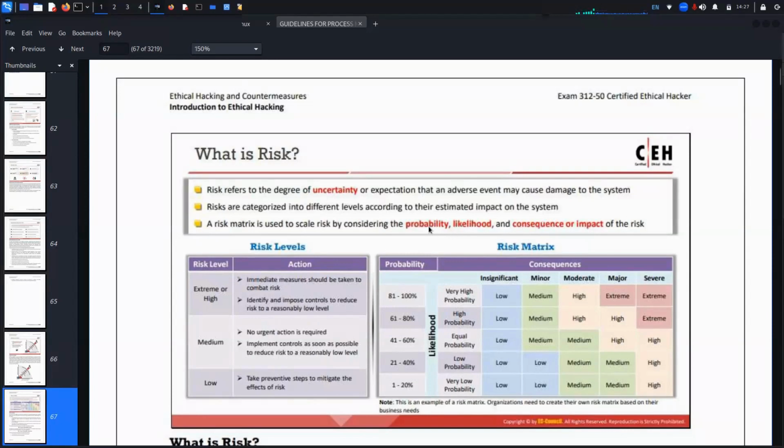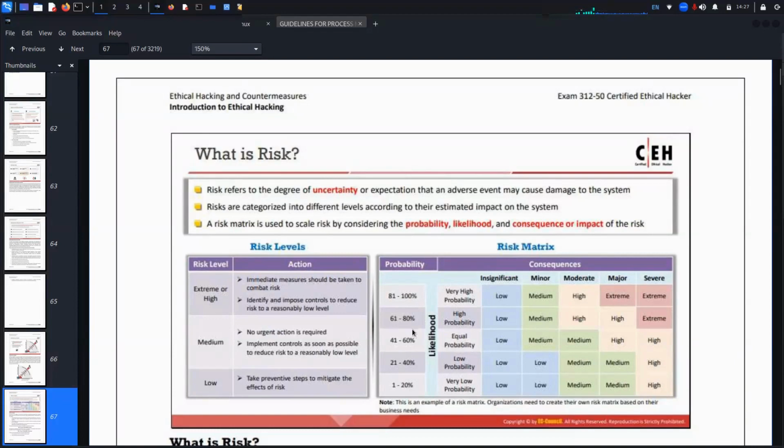If the probability was very low, likelihood was very low, and consequences of impact are very, very high, even that makes it a medium level vulnerability. It's not a high vulnerability, right? So this is what we actually focus on. See, insignificant, so these are the consequences. This is the probability, and this is the likelihood, right?